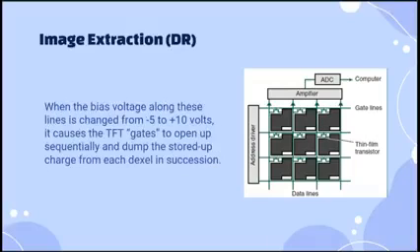The data lines are the vertical ones. When the bias voltage along these lines changes from -5 to +10 volts, as you can remember, each Dexel stores the positively charged holes. That is why it is +10 volts, because of the positively charged holes stored in the storage capacitors.